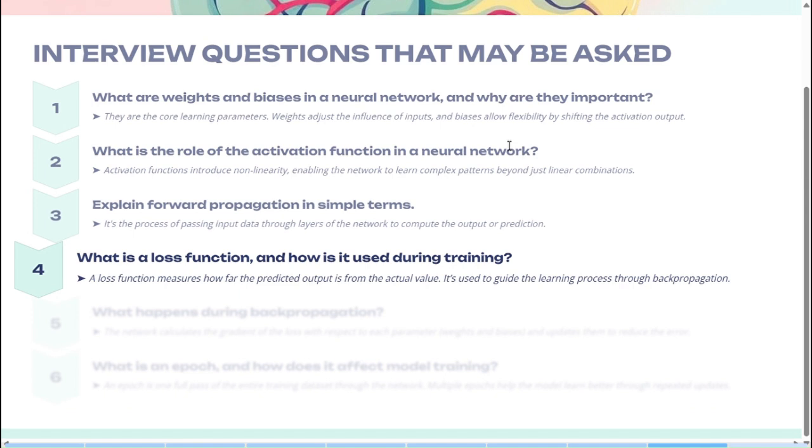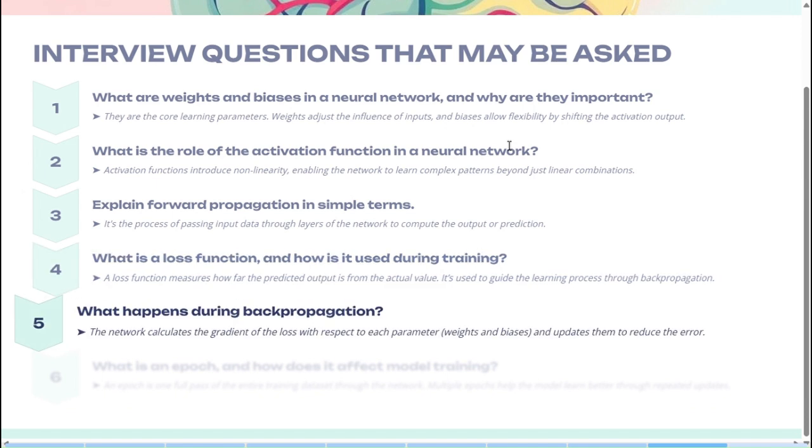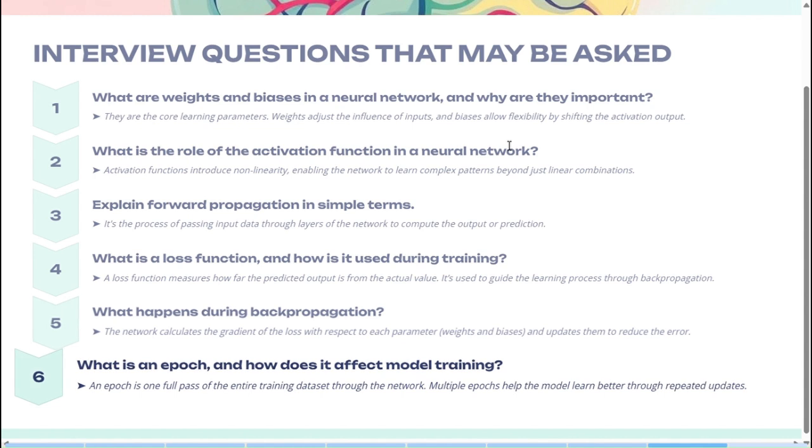Next, what is the loss function and how is it used during training? A loss function measures how far the predicted output is from the actual value. It's used to guide the learning process through backpropagation. Next, what happens during backpropagation? The neural network calculates the gradient of the loss with respect to each parameter, weights and biases, and updates them to reduce the error.